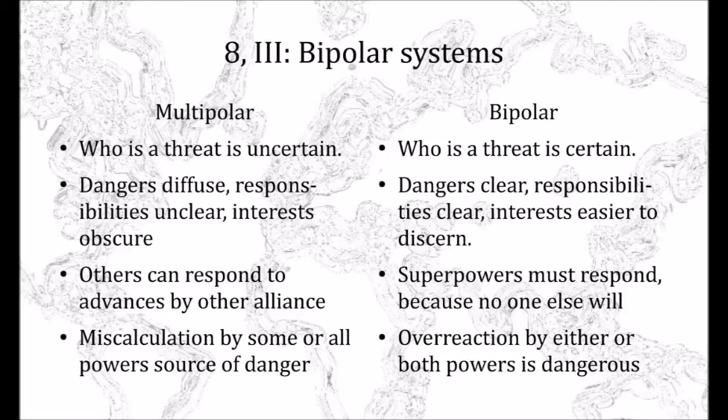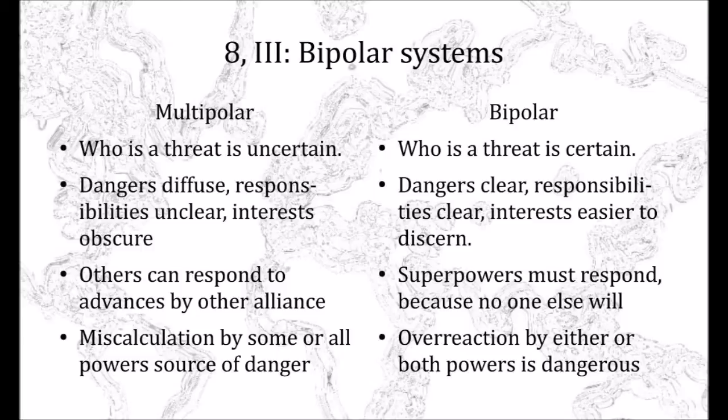In a multipolar system, others can respond to advances by the other alliance. So between Britain and Germany was France. If things were going on at the French border with Germany, Britain could leave France to deal with it. It wasn't sure if it needed to respond. In a bipolar world, the superpowers must respond because they know that no one else will. Potentially anything going on anywhere concerns them, and it's the same in the unipolar world as well. The United States knows that it needs to act, or basically no one else will.